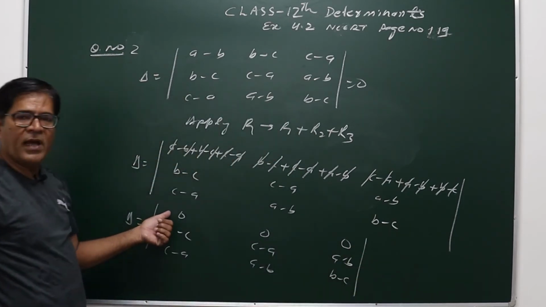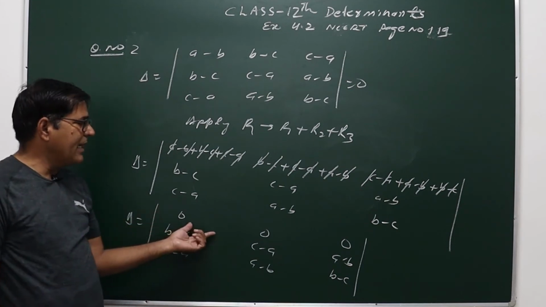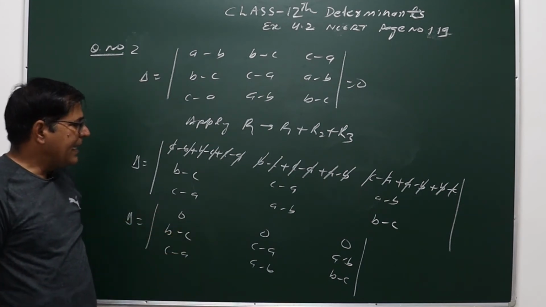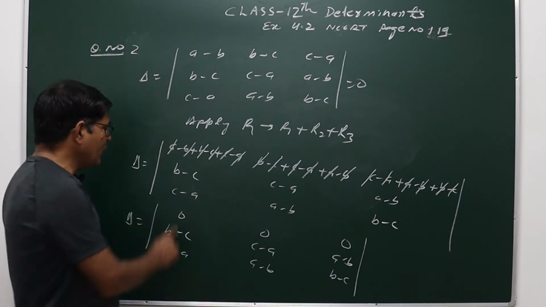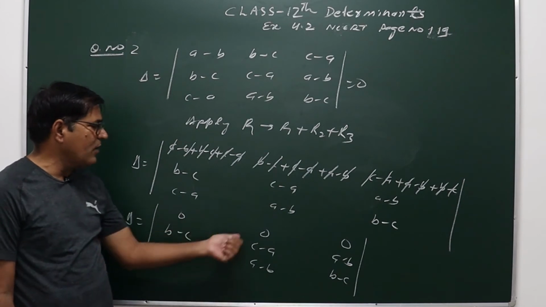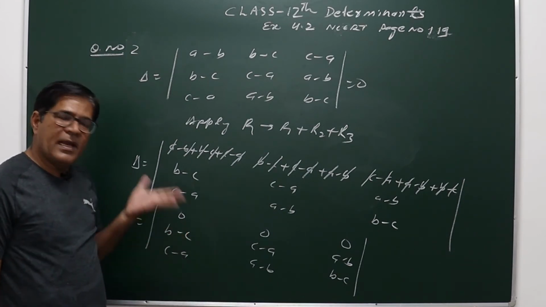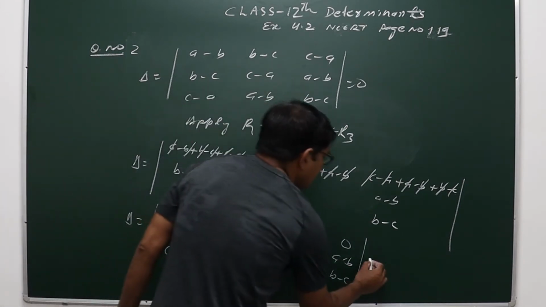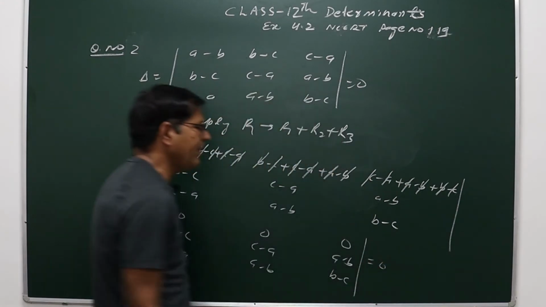Now if any one row or column of a given determinant is 0, then its numerical value will be 0. Here in the first row all the elements are 0. So if we expand with respect to the first row, its value will be 0. So we can write its determinant value is equal to 0.